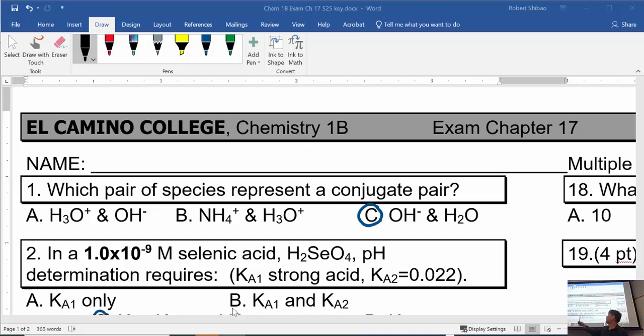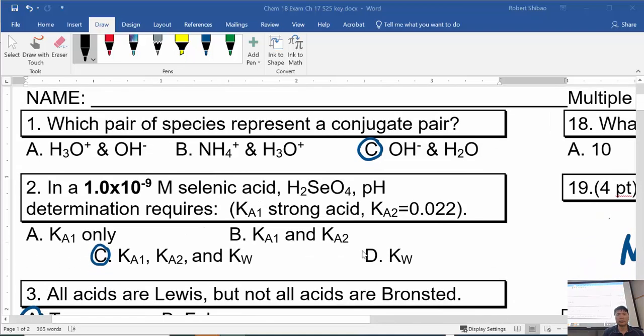Hydroxide. Whereas if ammonium is an acid, if it loses a proton, it'll form ammonia, which is not hydronium. And hydronium, if it loses a proton, it forms water, not hydroxide. And if hydroxide gains a proton, it forms water. And so A is not it, even though they are related. B for sure is not. And so it is C.